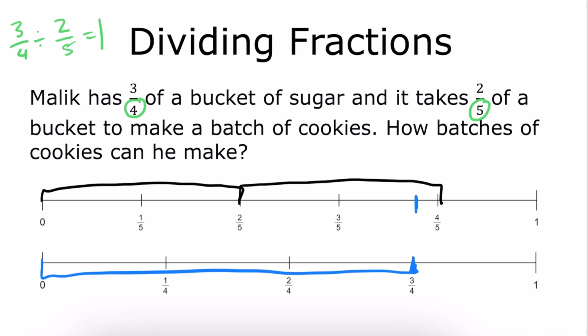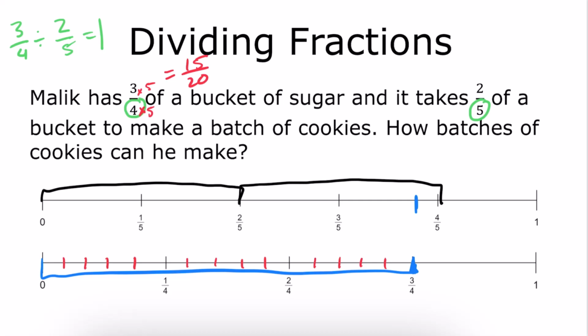So the easiest way to figure this out is to find common denominators for these two fractions. So the least common multiple of 4 and 5 is 20. So I'm going to multiply the top and the bottom of 3/4 by 5. And what that means is that I'm splitting up each of these fourths into fifths, which means that the 3/4 of a bucket of sugar is equivalent to having 15/20 of a bucket of sugar.